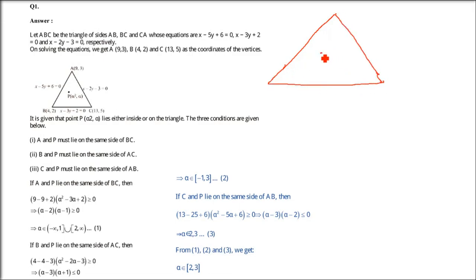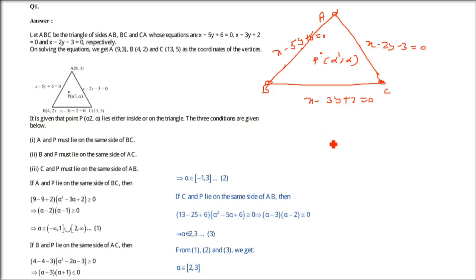So there is a triangle and there is a point inside, P alpha square alpha. There has to be a condition so that this point is inside the triangle or on the side. So this is A, this is B, this is C, and the equations of the lines are given: x minus 5y plus 6 equals 0, x minus 2y minus 3 equals 0, and x minus 3y plus 2 equals 0. First of all, we have to find out the vertices.